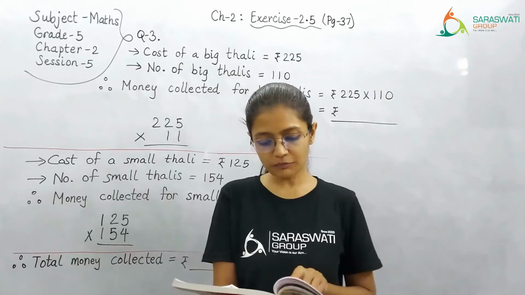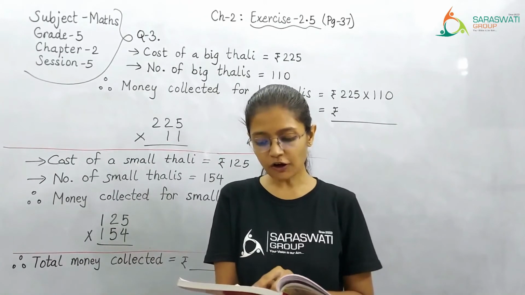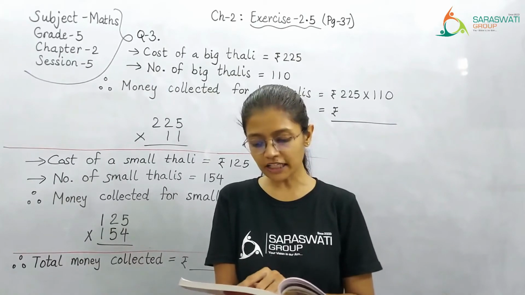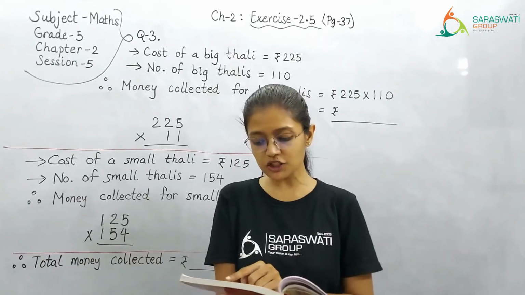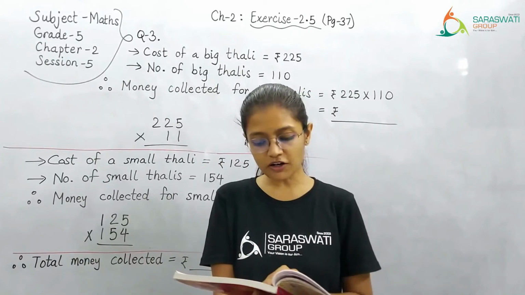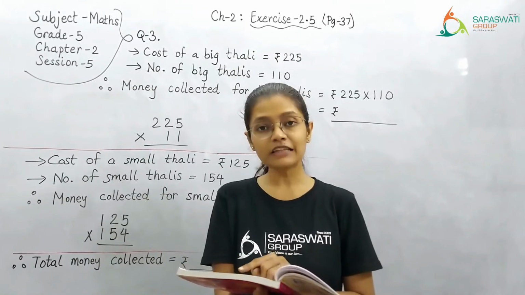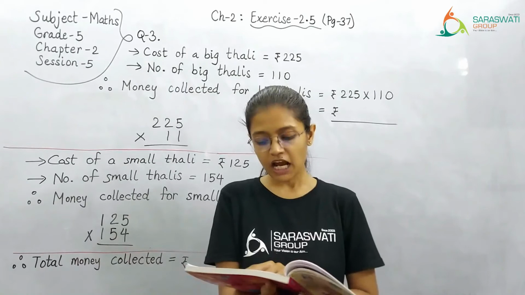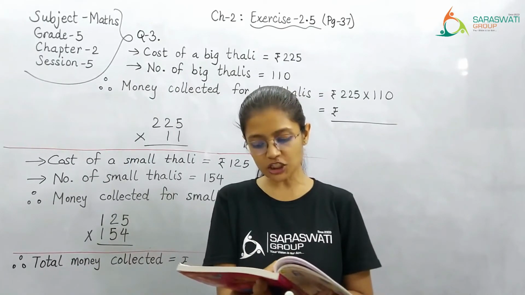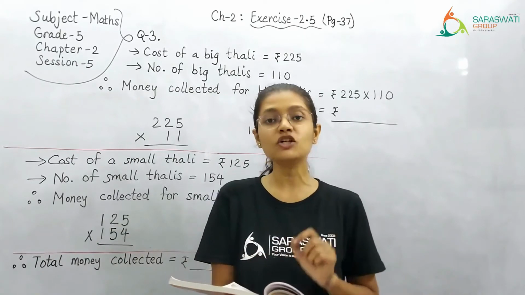Now students, question number 3. At the college cafeteria, a big thali costs rupees 225 and a small thali costs rupees 125. The college students purchased 110 big and 154 small thalis on a day. How much money did the college cafeteria collect for large, that is big, and small thalis separately and in total?